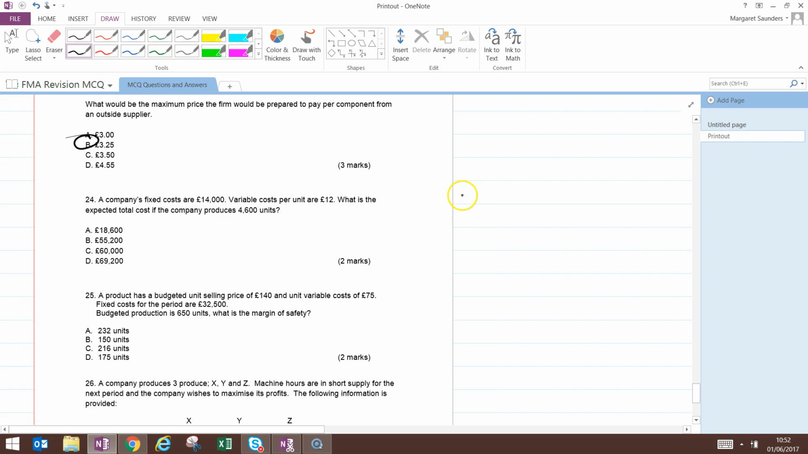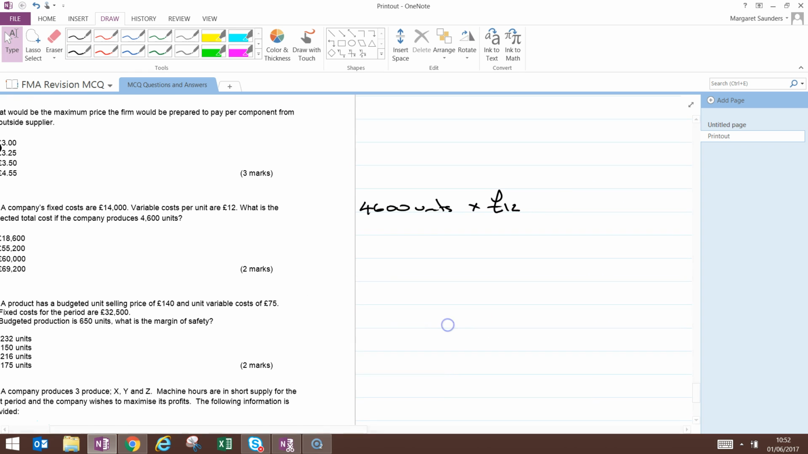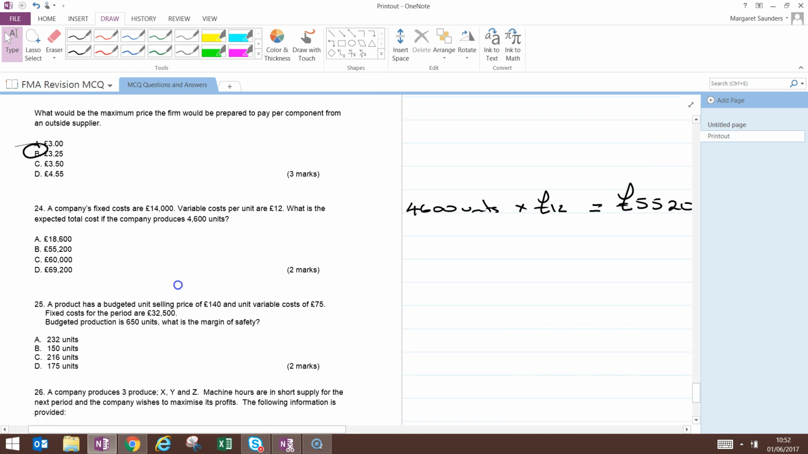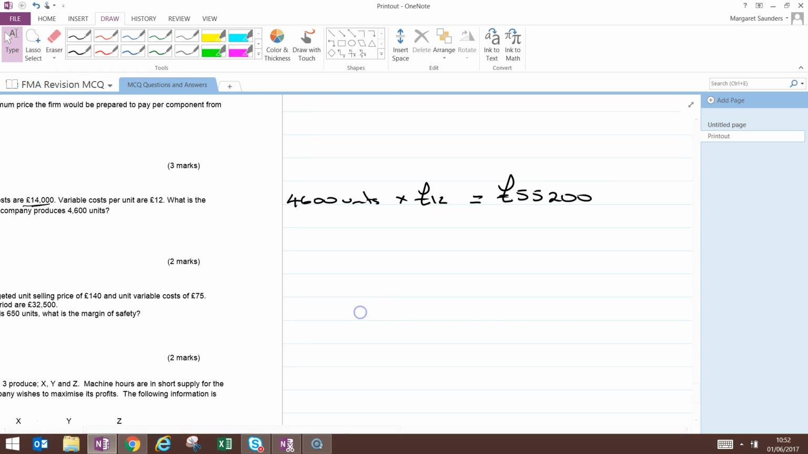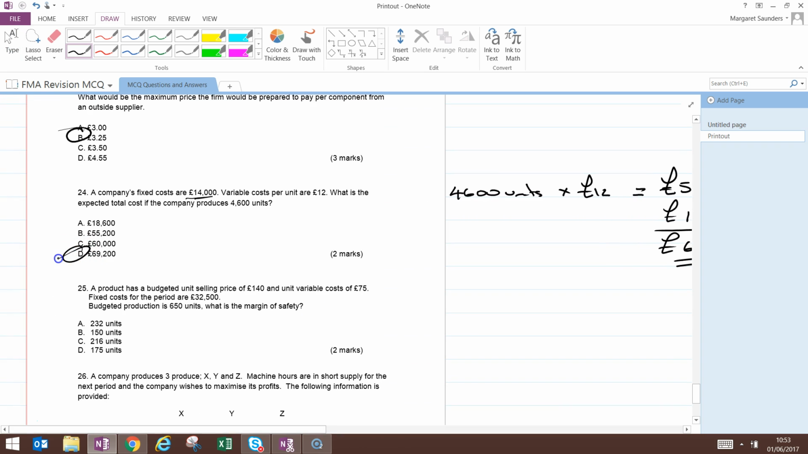Well, we're doing 4,600 units. Variable costs are going to be £12. So that comes to 55,200. And asking for total costs, so we need to include the fixed costs as well, which are 14,000. Total costs £69,200. Answer D.